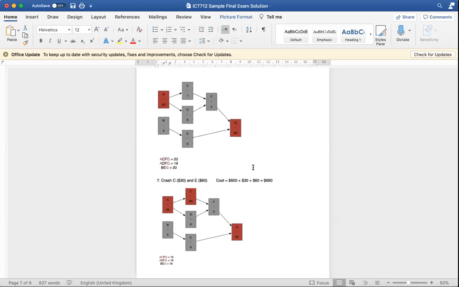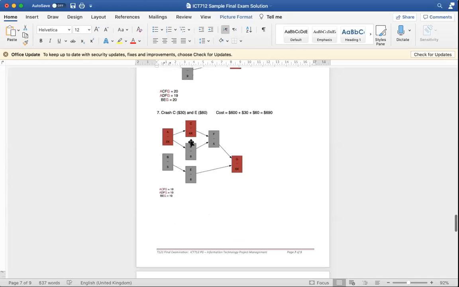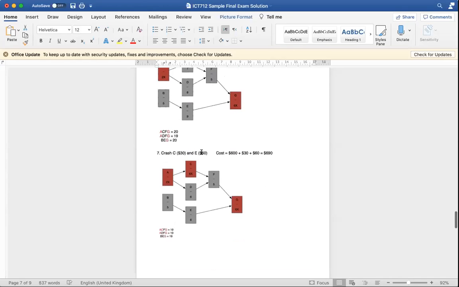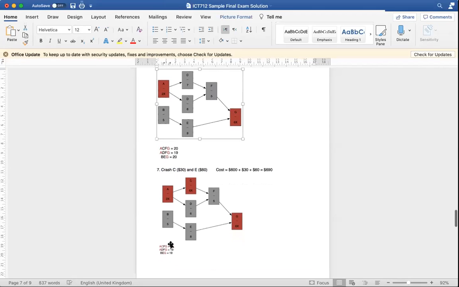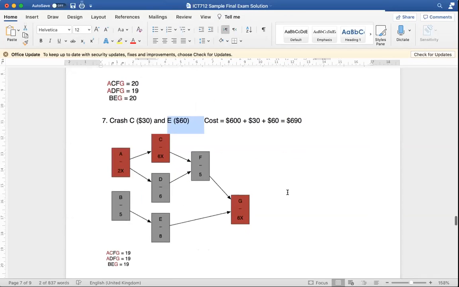So that's basically where we got to. We have the C, which we actually went and crashed, C and an E. C reduced from 7 to 6x, and then E reduced from 9 to 8. We know we can't crash C anymore, so C will have the orange on it, and you can see the duration reduced from 20 to 19. ADFG remains 19, and BEG goes to 19 because we've already reduced activity C. That's what we've done at this point.